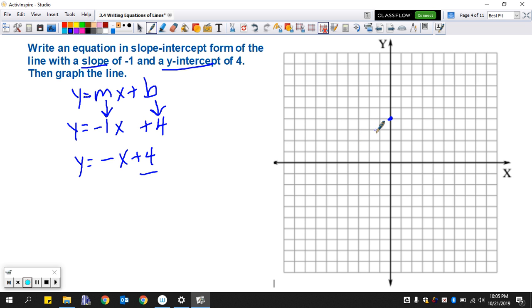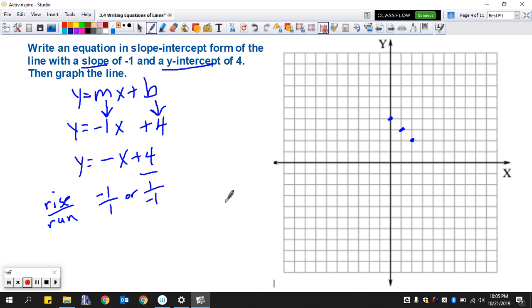And remember, rise over run. So that would be negative 1 over 1, or 1 over negative 1. Okay? So if we have rise over run, a negative rise means you come down. A negative run means you go left. So start here. Come down 1. That's your negative 1. Come over 1. Okay. Come down 1. Come over 1. So there's that. You can do it that way.